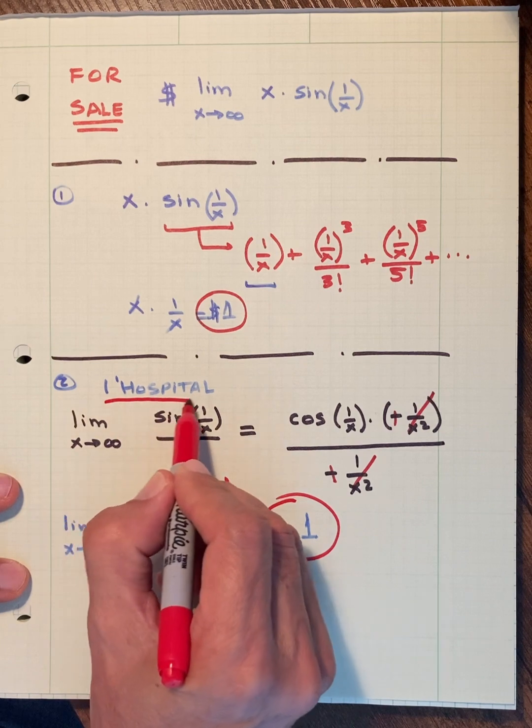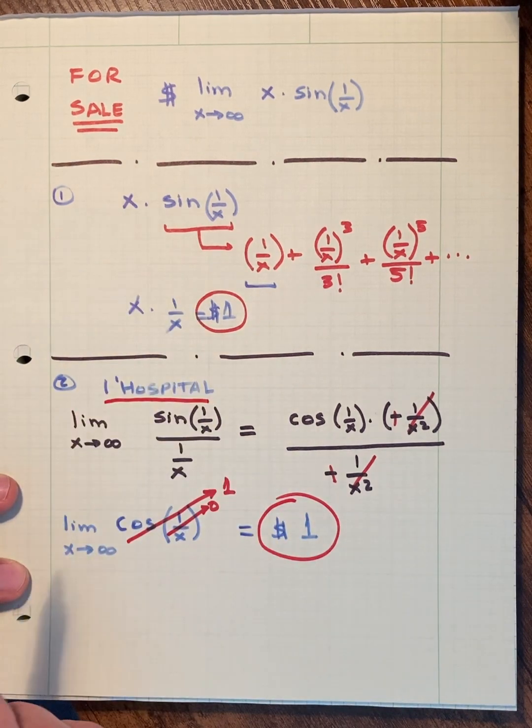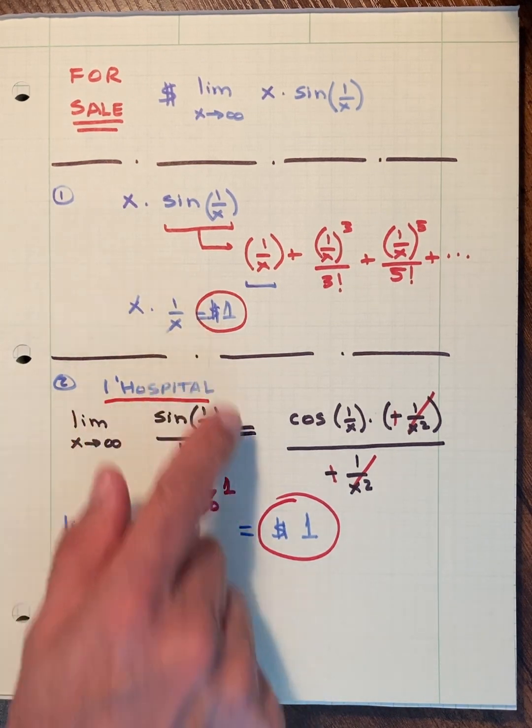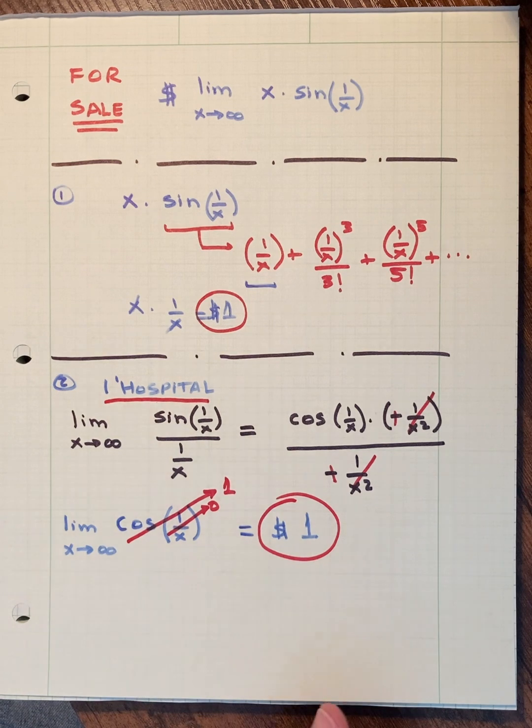And again, the first one was using the expansion of the sine, the definition of the sine of 1 over x, and the other one is using L'Hopital's rule to give us the same amount, which is $1, which is what the price of the object was. I thought that was interesting.